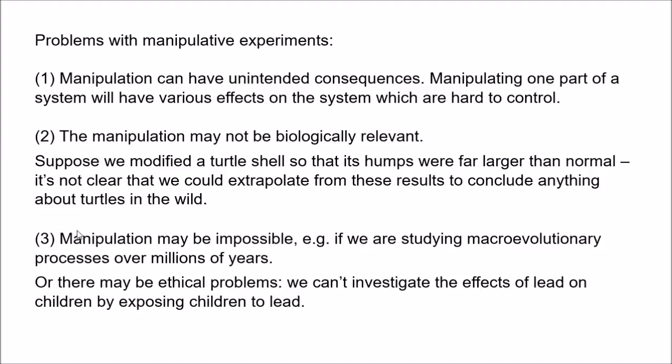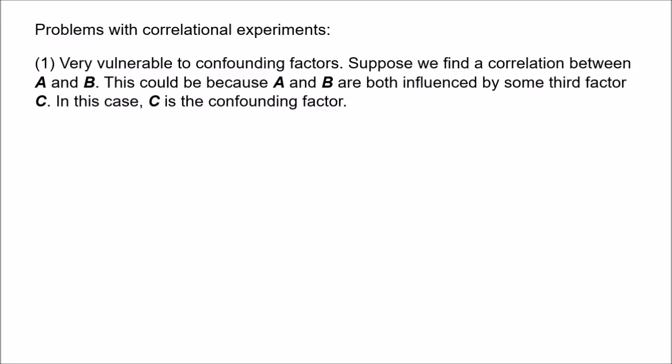So why do people bother with manipulative studies at all, given all of these problems? Well, correlational studies have two serious drawbacks. First of all, they tend to be very vulnerable to confounding factors. Let's say that we find a correlation between two factors A and B. Well, as I'm sure you know, correlation is not causation. Perhaps A and B are correlated because they're both influenced by some third factor, C. In this case, C is the confounding factor.